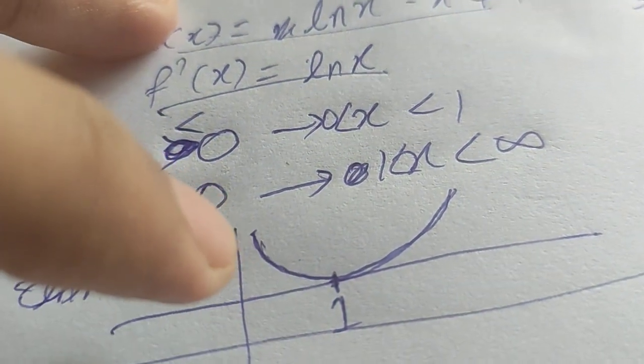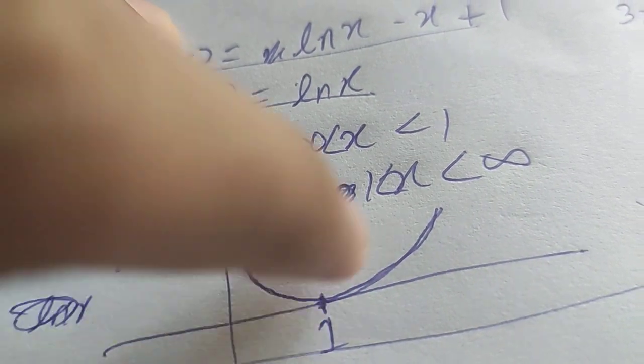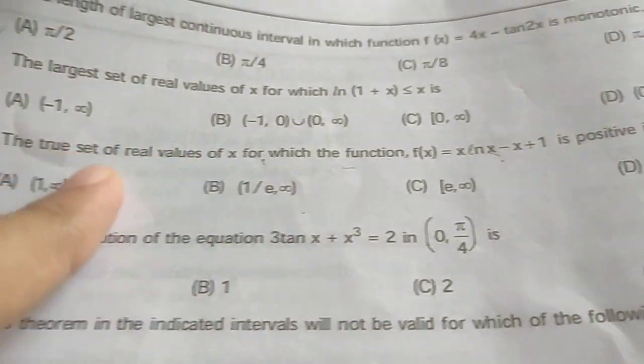So in this situation we can see that from x is equal to 0 to 1, the graph is positive, and from 1 to infinity the graph is also positive. So the answer to this question would be option D, right? So, a pretty important question.